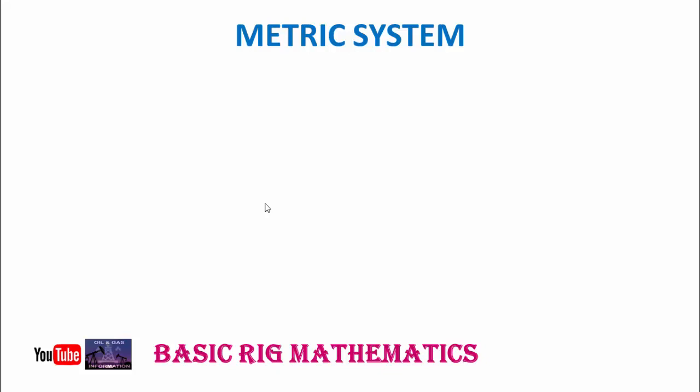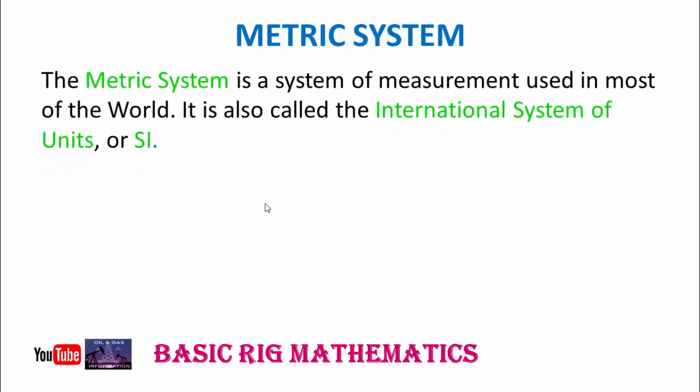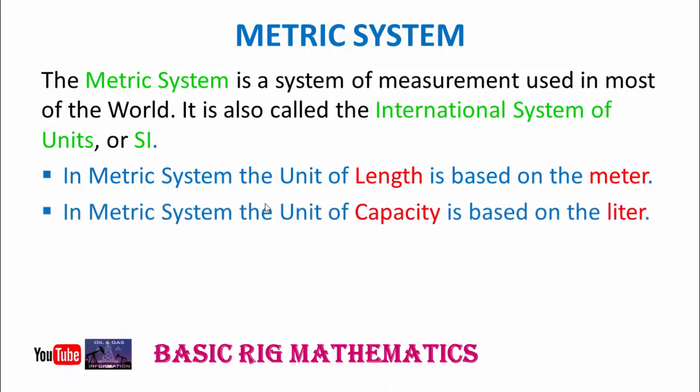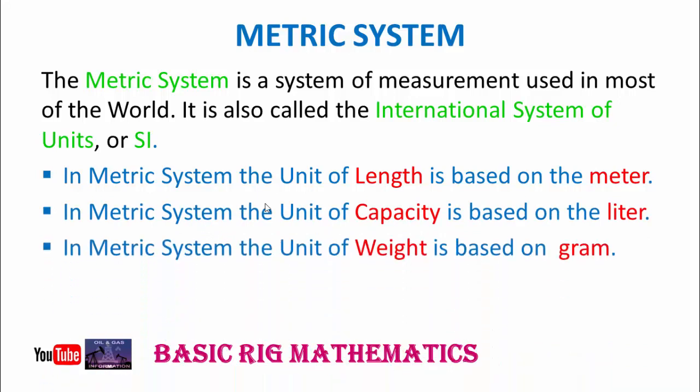Now we discuss two systems, metric system and the English system. First of all, we discuss the metric system. The metric system is a system of measurement used in most of the world. It is also called the International System of Units or SI. In metric system, the unit of length is based on the meter, and the unit of capacity is based on the liter, and the unit of weight is based on the gram. Here you can see length is calculated in the meter, capacity is measured in the liter, and weight is measured in the gram.